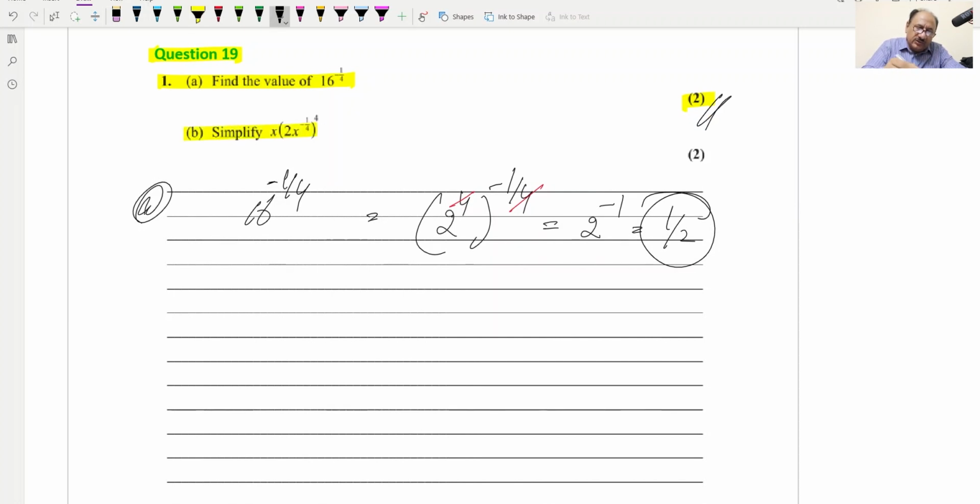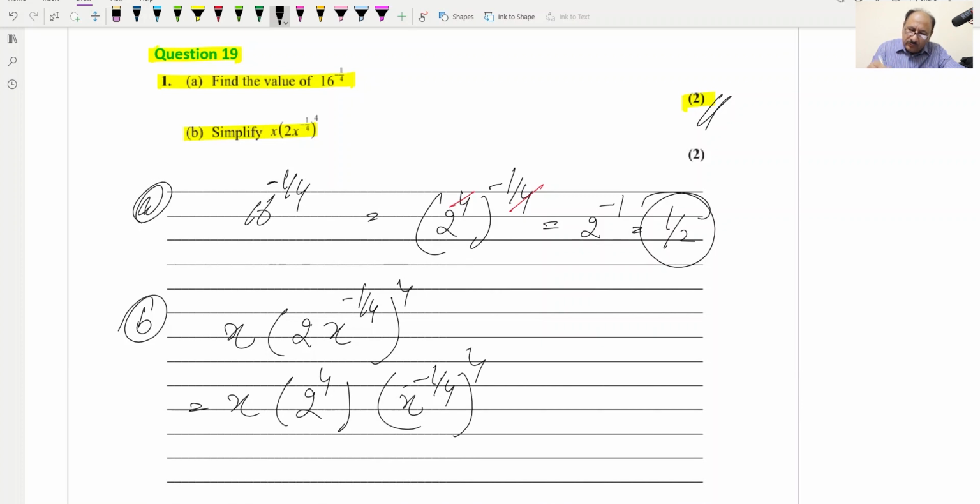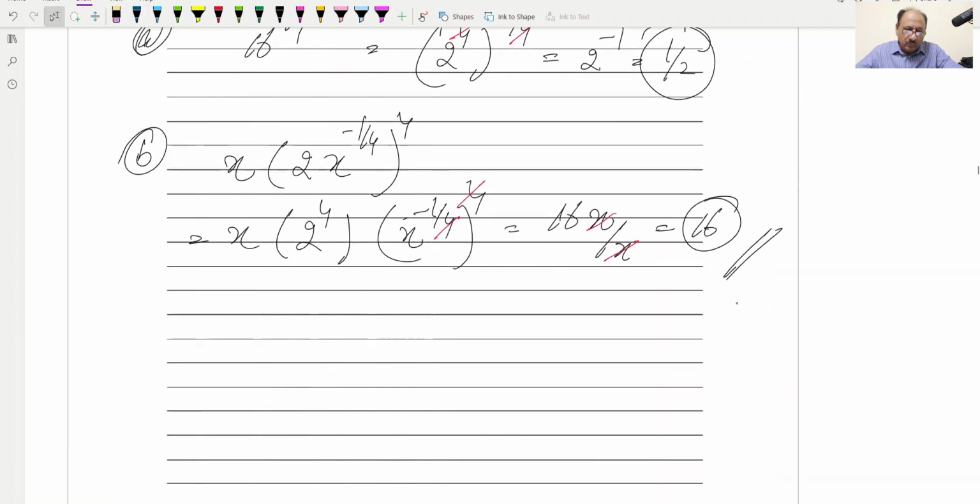Now b part, simplify this. So b part also we can simplify: x into 2x raised to the minus 1 by 4, whole raised to the power 4. And this we can separately write, the power of x as it is, and 2 raised to the power 4, and x raised to the power minus 1 by 4 whole raised to the power 4, and we can cancel this 4 with this 4. Now 2 raised to the power 4 will be 16, so 16x, and x raised to the power minus 1 we can write over x, and x will be cancelled, so our final answer will be 16. This is our final answer which we are done, and this was a 2 marks question. Hopefully you understood this as well.